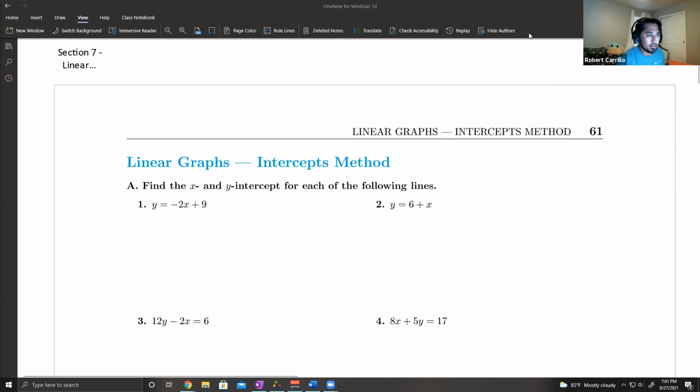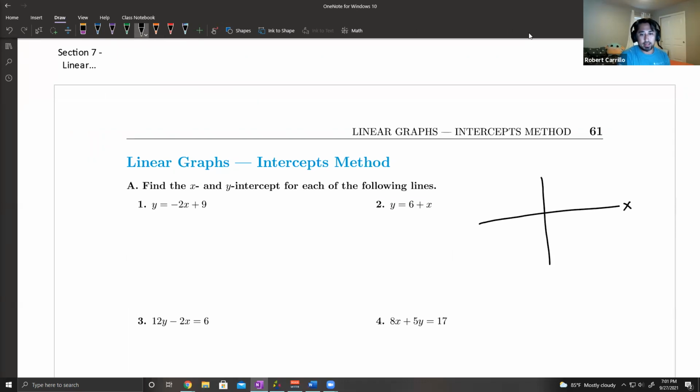All right. So we get into linear graphs. And one of the ways to graph them is by using intercepts. Intercepts are given in the X form and the Y form. So you have an X-intercept and you have a Y-intercept. And there's a reason they're called intercepts, because if I were to draw a graph, so here's my X-axis, here's my Y-axis. Well, X-intercepts lie on the X-axis.